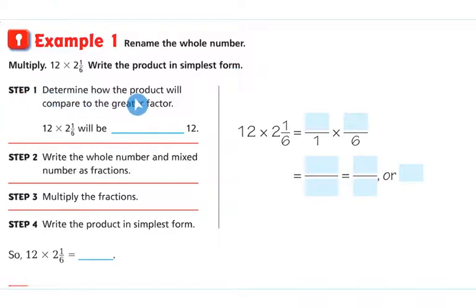Step 1, determine how the product will compare to a greater factor. So 12 times 2 and 1/6 will be less than 12 or greater than 12? It will be greater than 12 because the whole number here is 2.